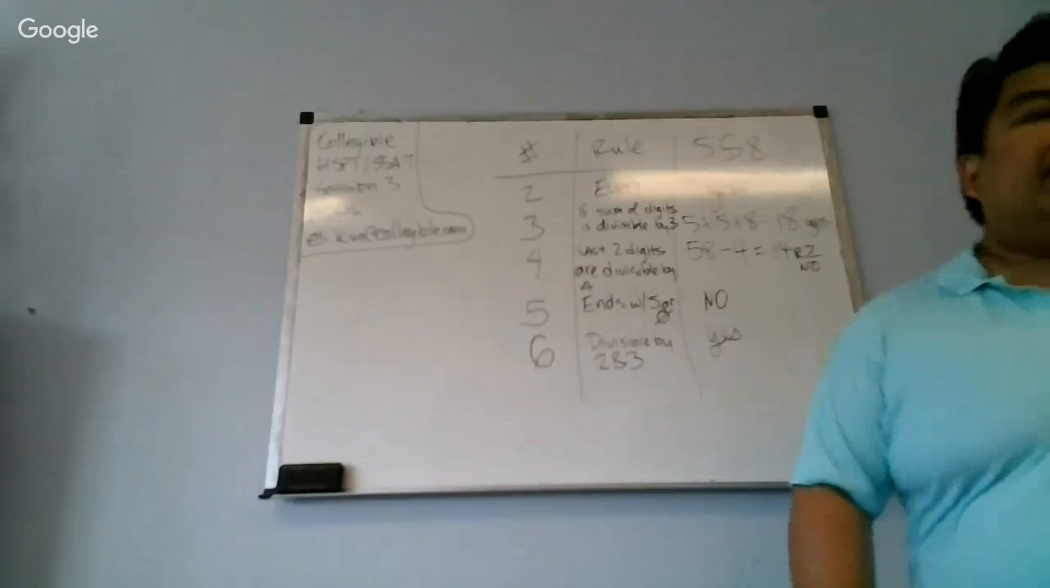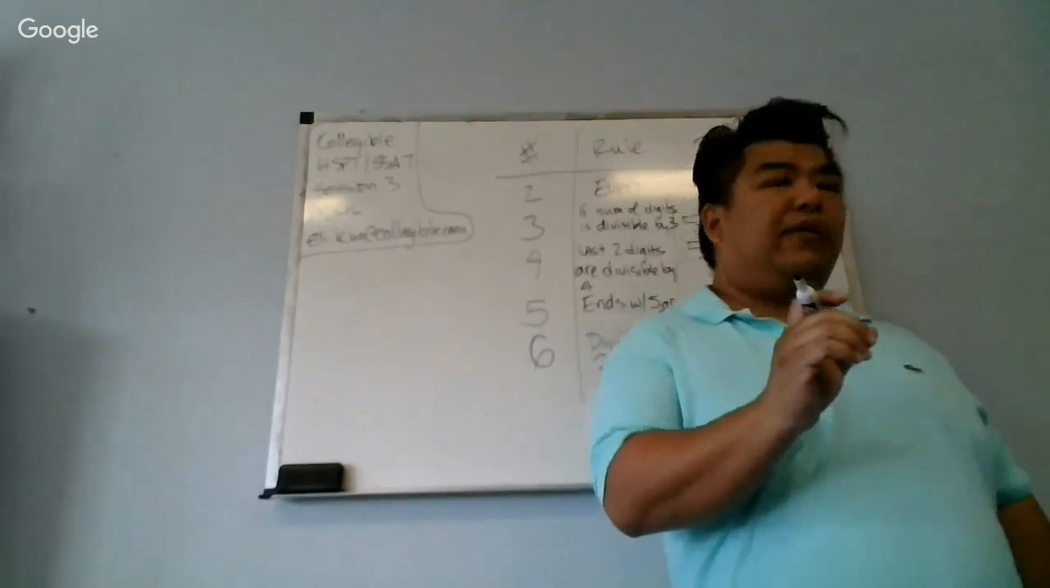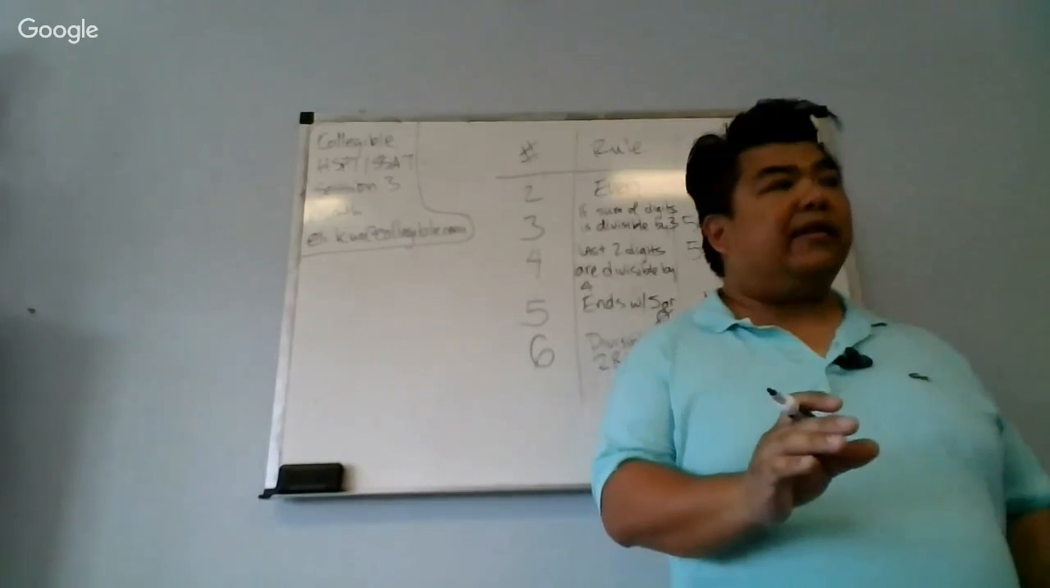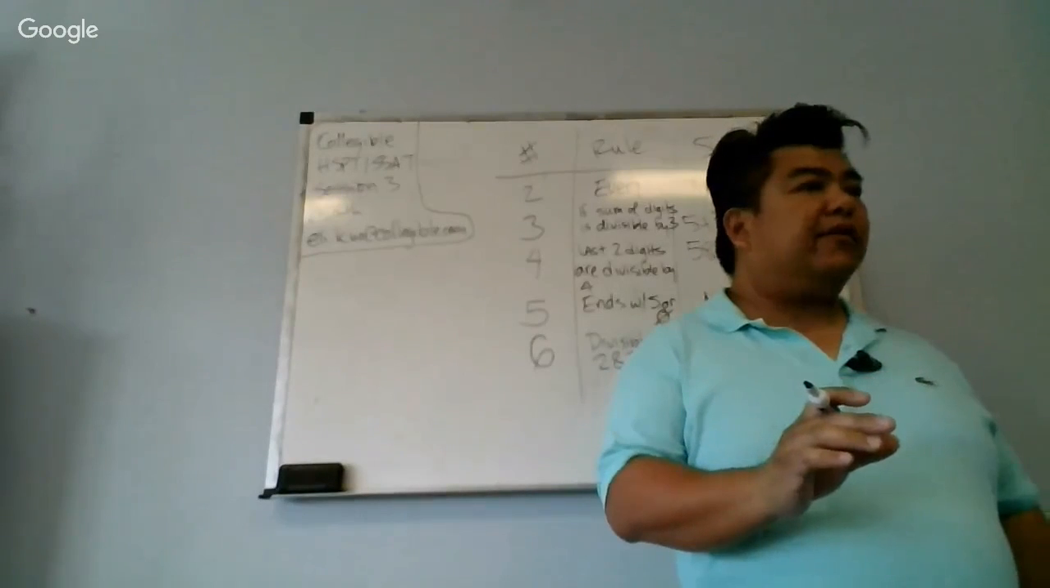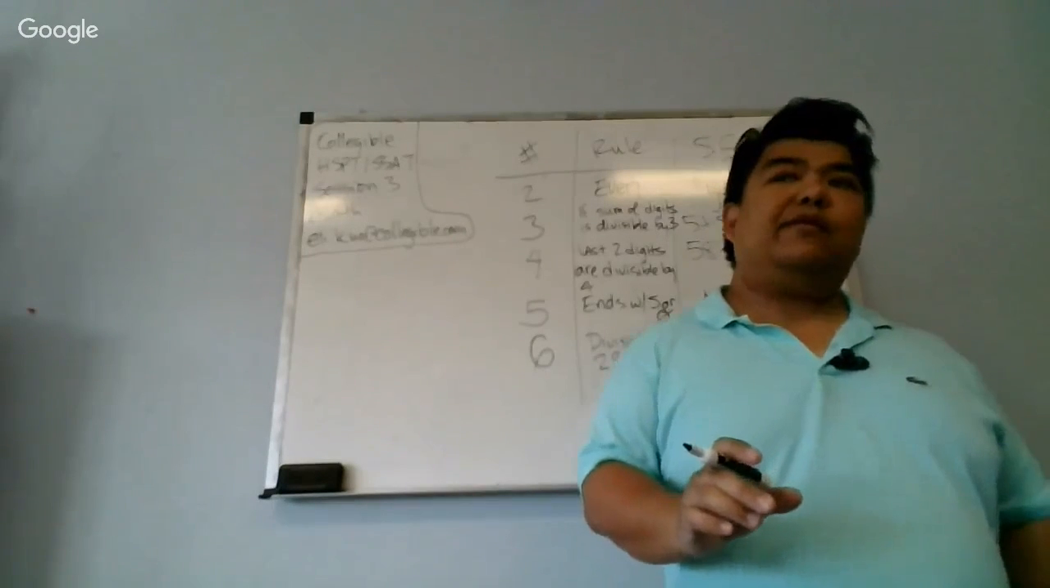Okay. There's not a simple rule with 7, so that's why 7's not on the list. 8 doesn't have a universal one either. But for 9, who knows the rule for 9?